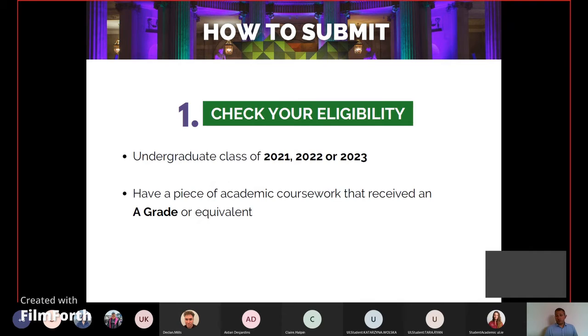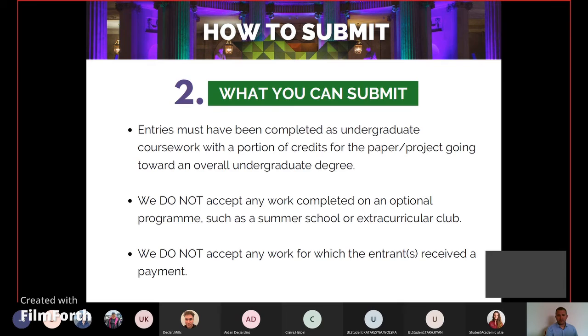Sorry, so are you eligible? Well, I'm assuming all of you are, because you're in the undergraduate class of 2022, I'm gathering, for the most part. So just make sure you are, obviously, and have work that's an A grade or a high 2-1. If you know that it's a high 2-1 or first, that's the caliber of the work that you're up against. So I think all of the papers that I've seen so far would be eligible, completed as part of your undergraduate coursework, and not as part of a summer school.